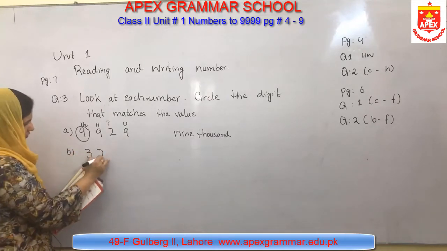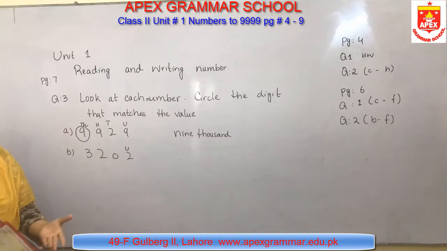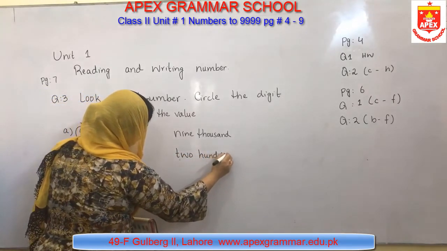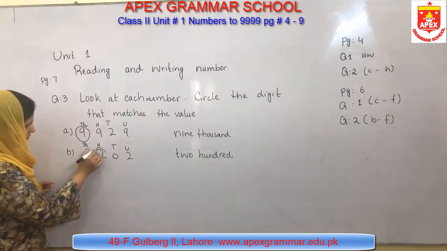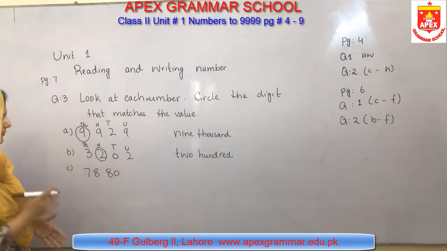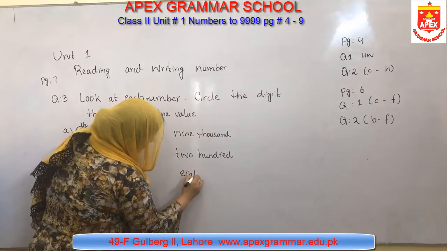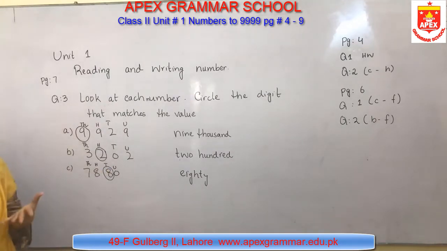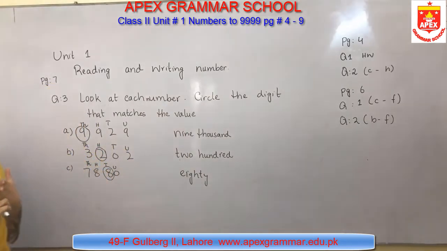B part is 3220. If you write above the number the unit, 10, hundred and thousand, this is very easy for you. 200 is in the hundreds. Where is the place value of 100? This one. So circle the 200. C part. 7880. Unit, 10, hundred, thousand. So 80. 80 means the tens number. Tens numbers like 80, 20, 30, 43, 44, 45 have two digits. D part.